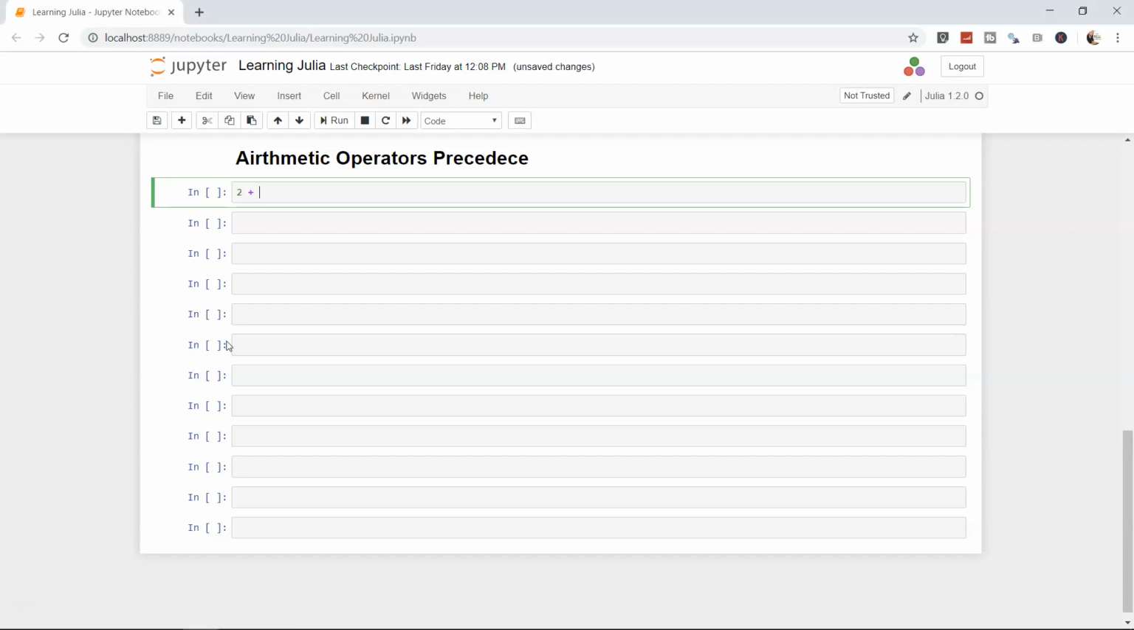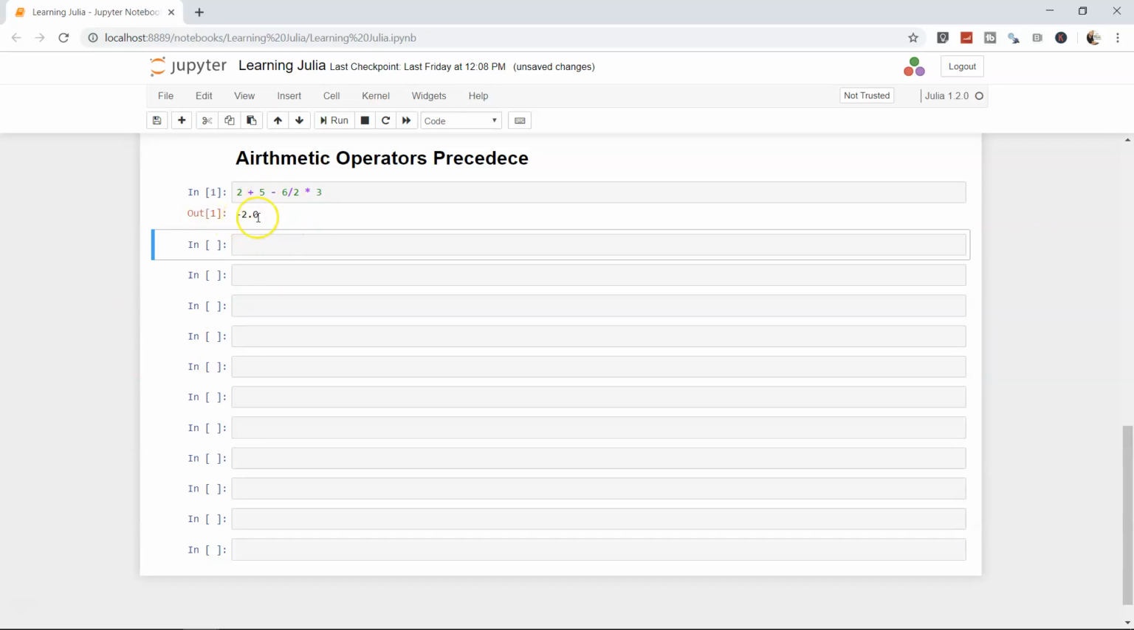So the code is 2 plus 5 minus 6 divided by 2 multiply with 3. If you are following my videos along with the Jupyter notebook, try to enter this calculation and pause the video for a minute to understand how this calculation is really taking place. I hope you have done that, so let's execute it. It will take some time because I have just opened Julia, so it is initializing the session. So minus 2. What is really going on over here?